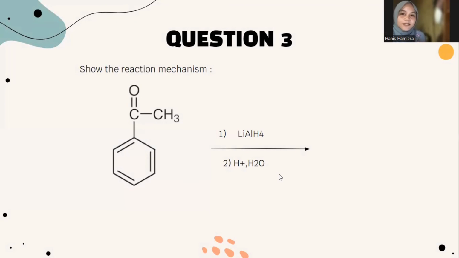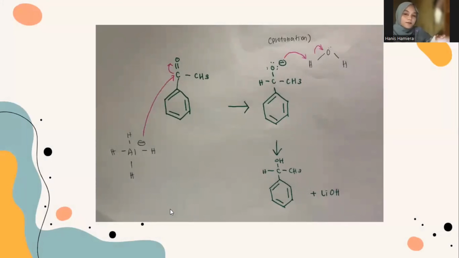Okay, so last question. Show the reaction mechanism. So we have acetophenone here. Alright, this is the answer. Aluminum hydride here will prepare for nucleophilic attack. So actually here, the hydride will attack the carbon attached to the double bond, and then the double bond will break. In aluminum hydride, the one that attacks is the hydride, right?